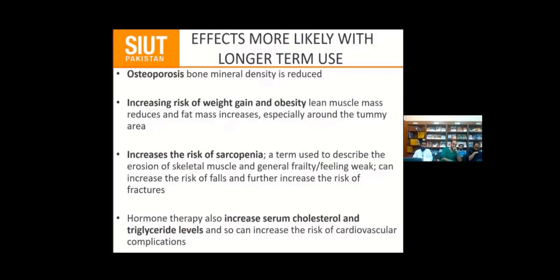There is an increased risk of weight gain and obesity, as lean muscle mass reduces and fat mass increases, the opposite effect of testosterone, especially around the tummy area. It increases the risk of sarcopenia, a term used to describe the erosion of skeletal muscles and general fragility, feeling weak, which can increase the risk of falls and further increase the risk of fracture. Hormonal therapy also increases serum cholesterol and triglyceride levels, so it can increase the risk of cardiovascular complications.